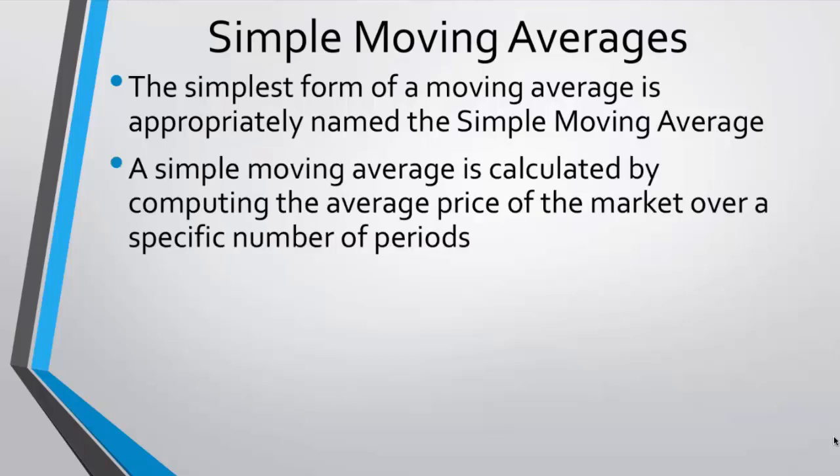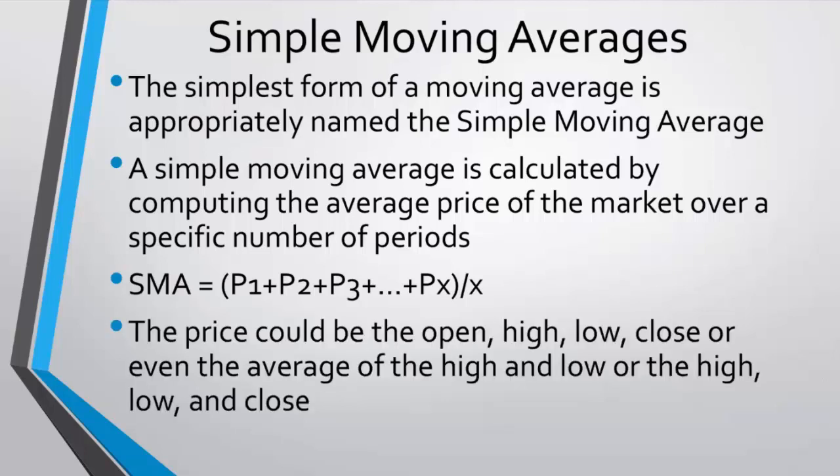A simple moving average is calculated by computing the average price of the market over a specific number of periods. So the formula is: simple moving average equals price 1 plus price 2 plus price 3 plus whatever, plus price X, whatever X periods that you're using, divided by that number of periods. The price could be the open, the high, the low, the close, or even the average of the high and the low, or the high, low, and close.